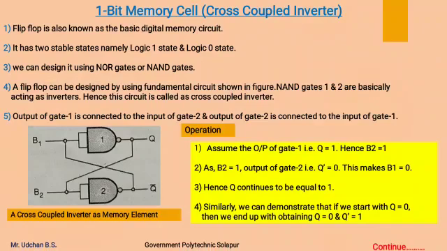So let us start with the 1-bit memory cell. What is 1-bit memory cell, which is also called a cross-coupled inverter? The flip-flop is known as a basic digital memory circuit. Means the flip-flop can store 1 bit of data in it. It has two stable states, namely logic 1 state and logic 0 state. We can design it using NOR gates or NAND gates. Here, a 1-bit memory cell is designed using NAND gates.